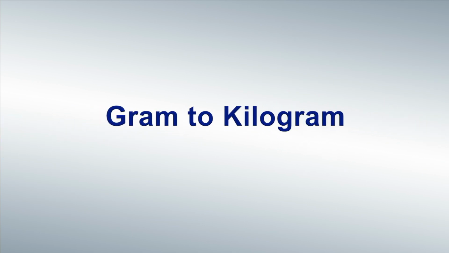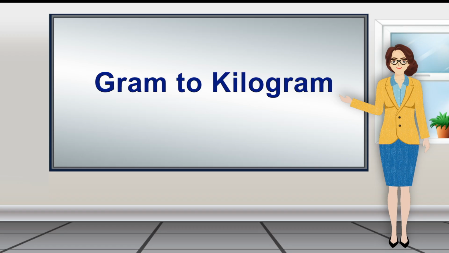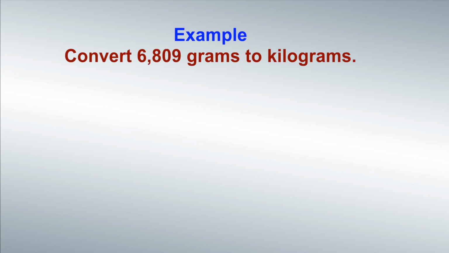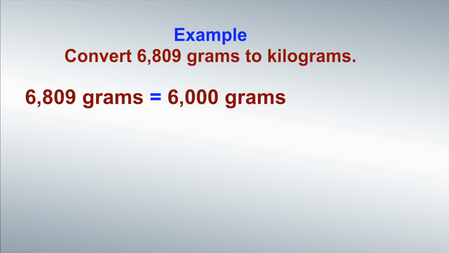Gram to kilogram. Let's learn the conversion of gram to kilogram. To convert the grams to kilograms, we divide the given mass by 1000. Let us learn it from an example. Convert 6809 grams to kilograms. 6809 grams is equal to 6000 grams plus 809 grams.